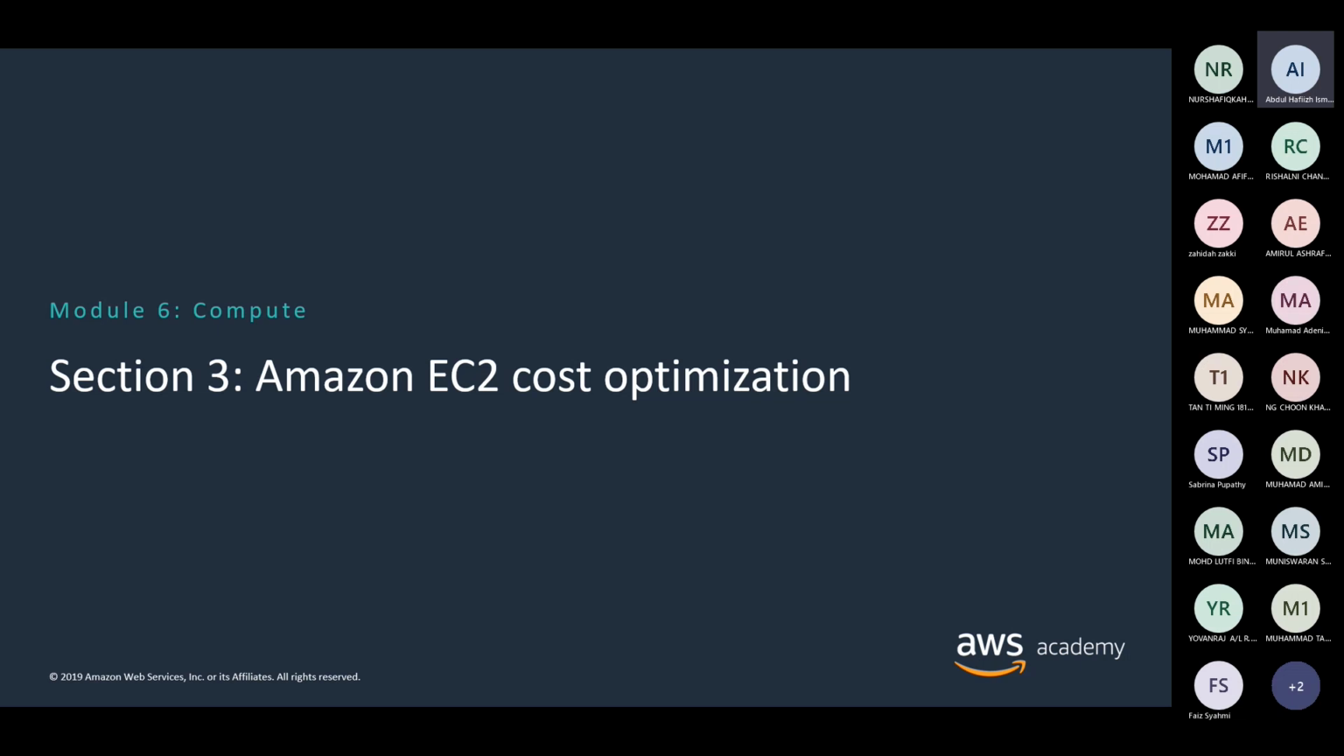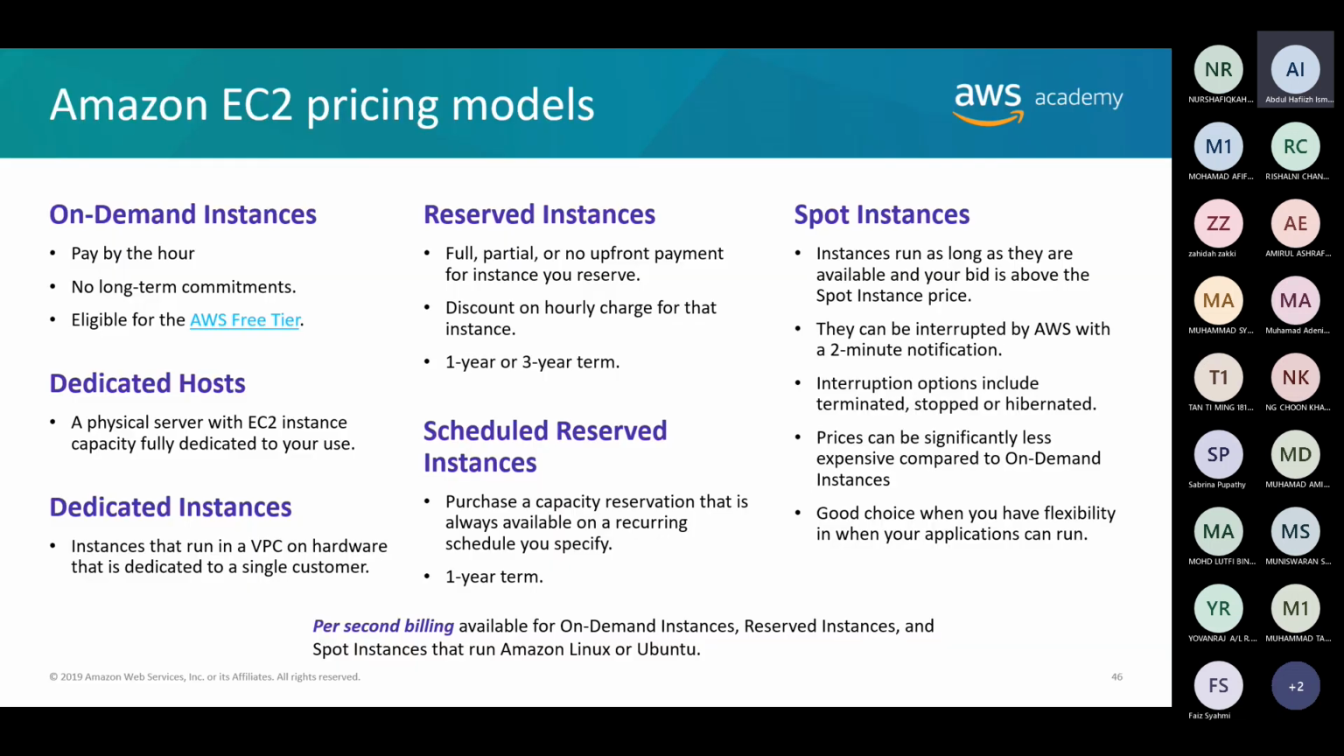Amazon EC2 cost optimization. So basically Amazon offers different pricing models to choose from when you want to run EC2 instances. Per second billing is only available for on-demand instances, reserved instances, and spot instances that run on Amazon Linux or Ubuntu, not Windows. Per second billing.